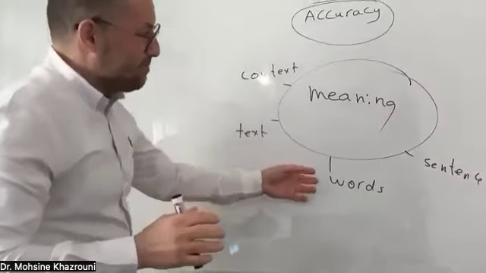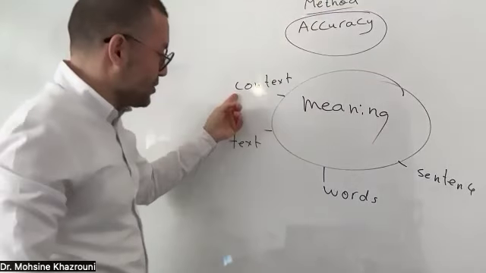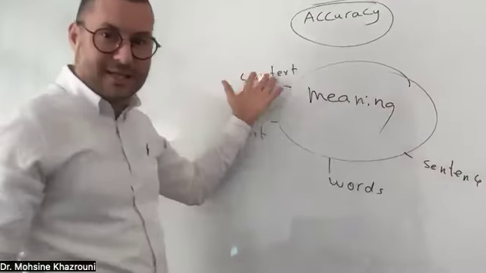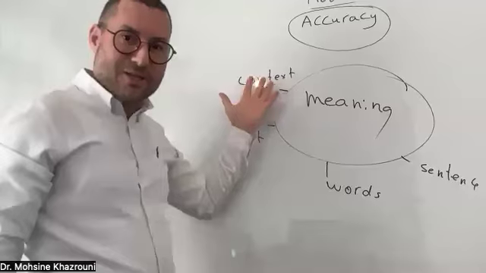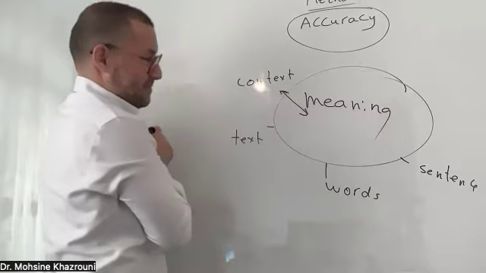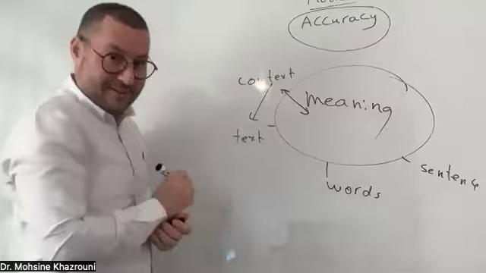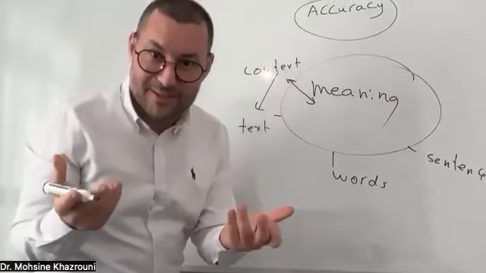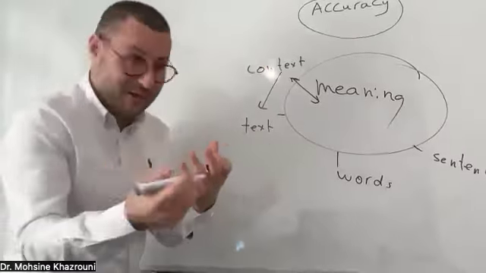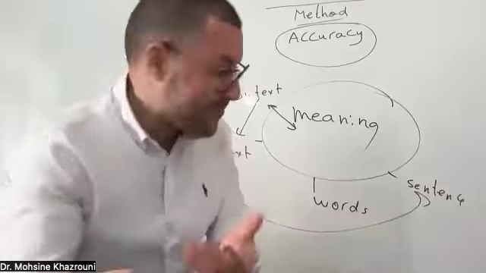But sometimes it depends on the method or the approach. Because the structural approach maybe focuses on sentences rather than the context. They don't give importance to context. And meaning is related to the context. And the context is related to the text. And what is the text, Muhammad? The text consists of words and sentences. Sentences consist of what? Of words.